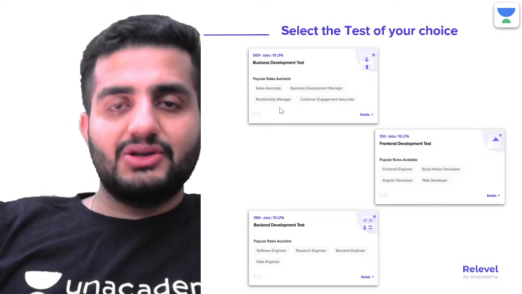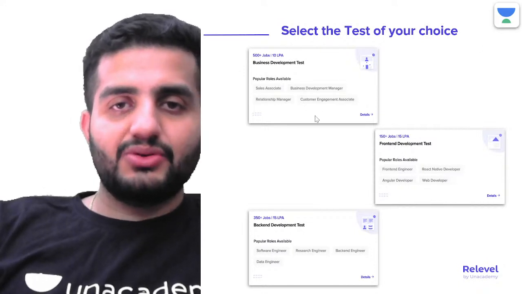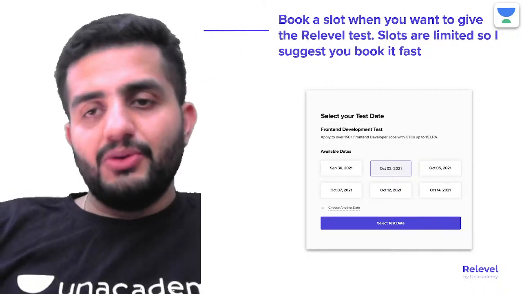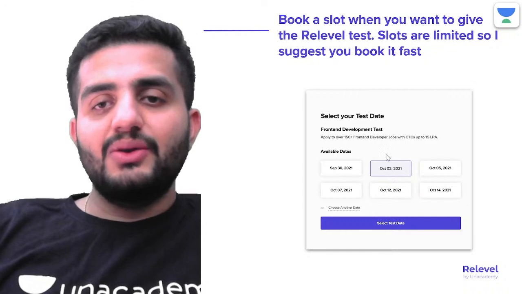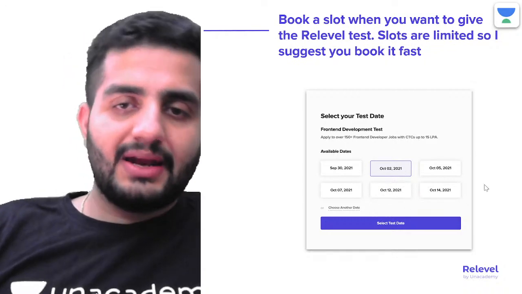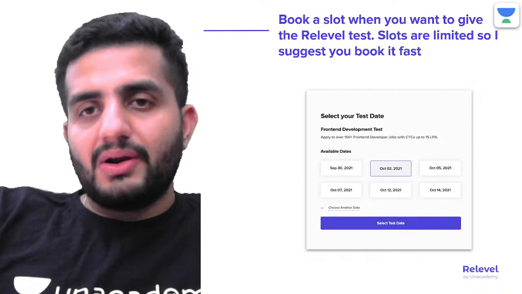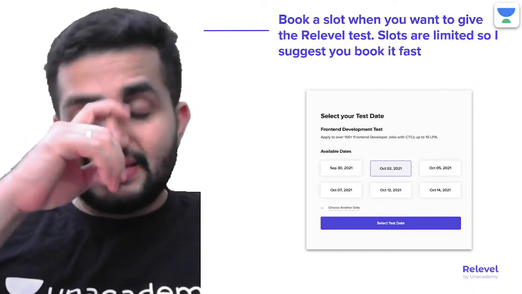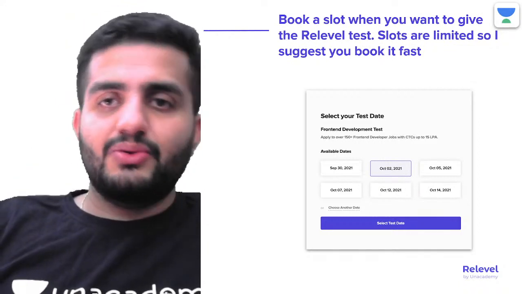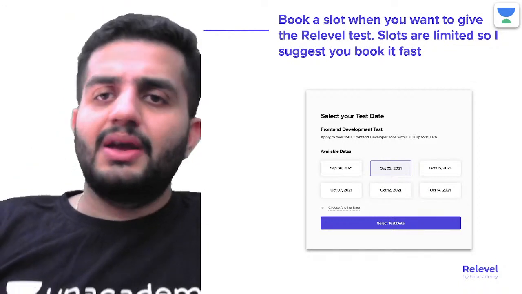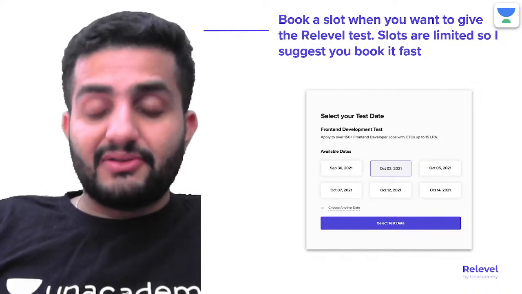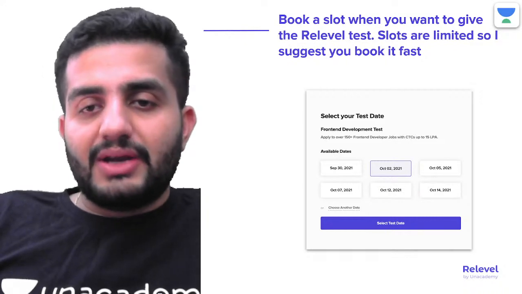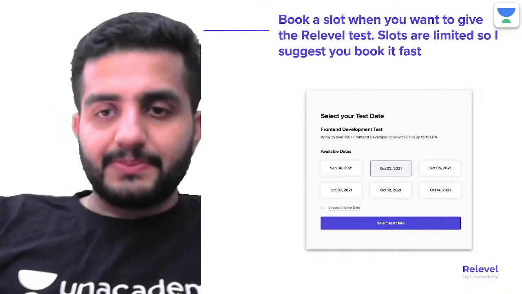Once you select any of these tests, say the business development test or a backend development test, the next thing asked from you will be the date on which you want to schedule the test. You can choose the date based on your comfort, and it will also depend on availability. Slots are limited, guys, since it's a beta platform. If you're really willing to take it, I would suggest you book it fast. Based on the availability of your date, you'll get an option to choose from.